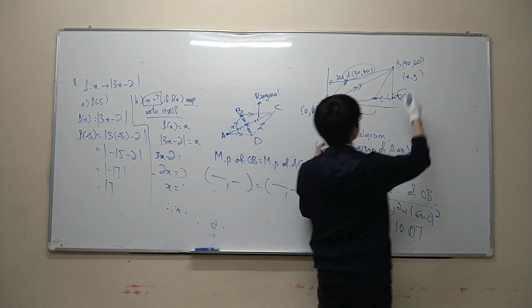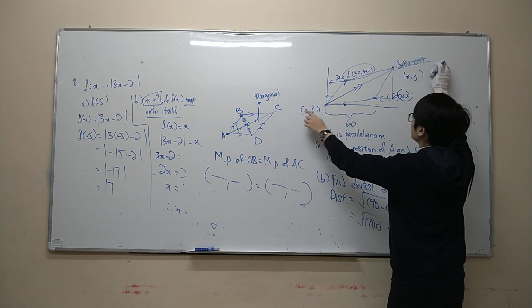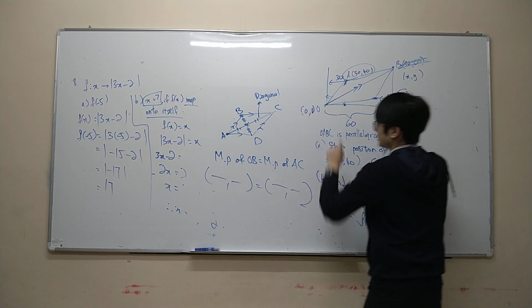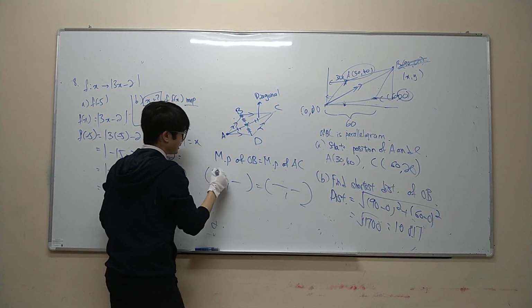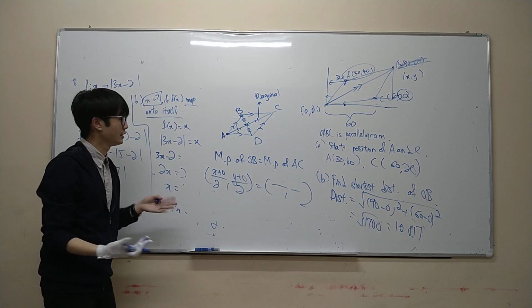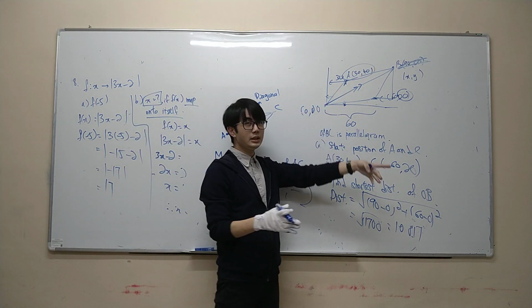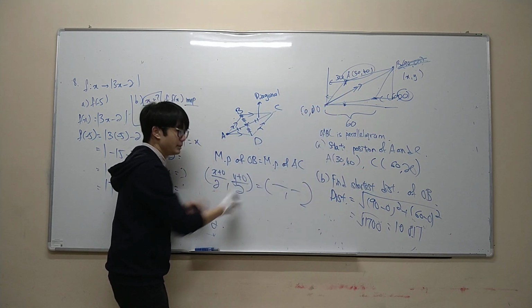OB, the midpoint is, okay, now because sekarang we tak tahu the B is what, so it will be x plus 0, y plus 0. So x plus 0 over 2, y plus 0 over 2. Okay, that is the formula for midpoint. It means that you can use translation to find point B, but you can also use the midpoint.